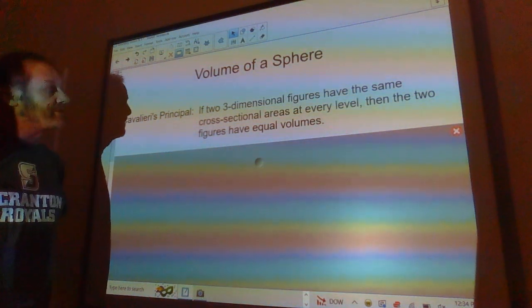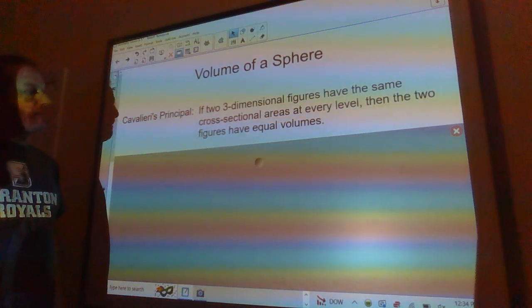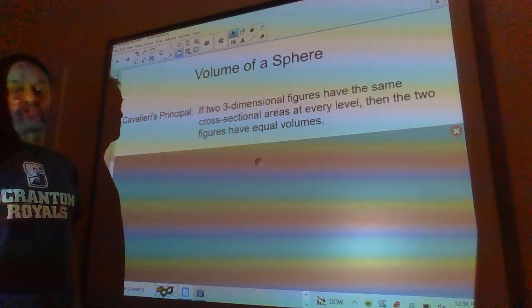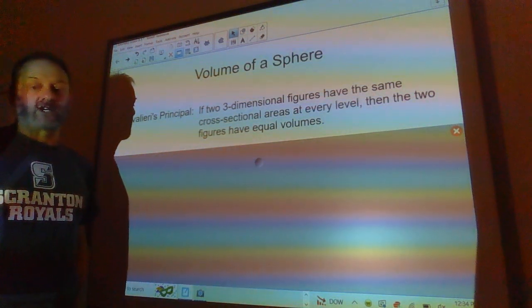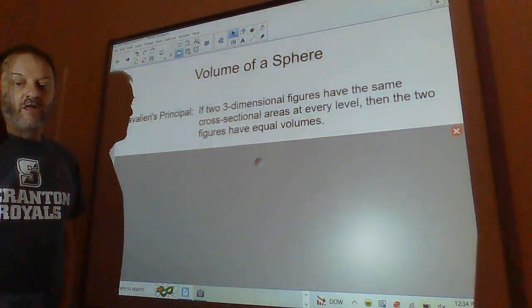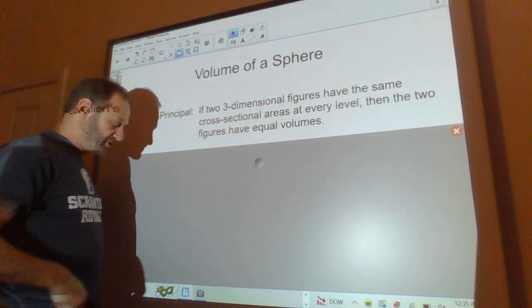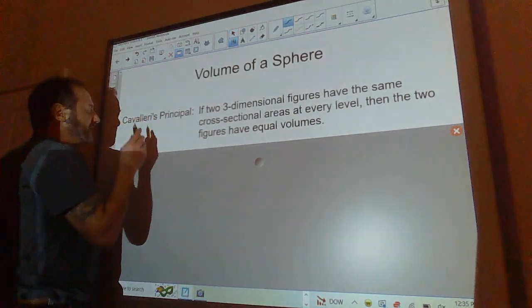Cavalieri was an Italian mathematician. He came up with the idea that if two three-dimensional figures have the same cross-sectional areas at every level, then the two figures have equal volumes. So what would that mean? That would mean something like this.